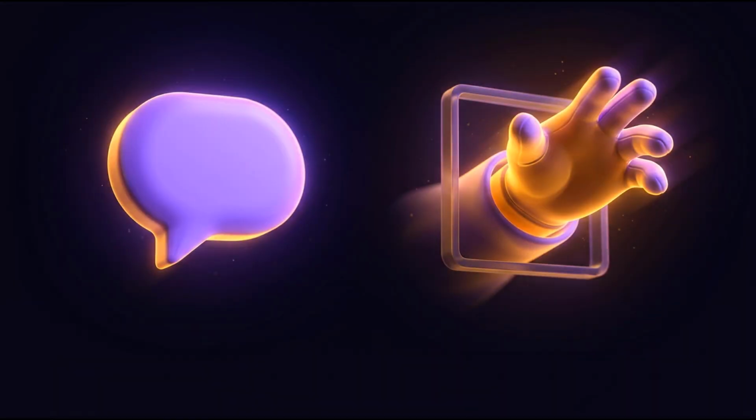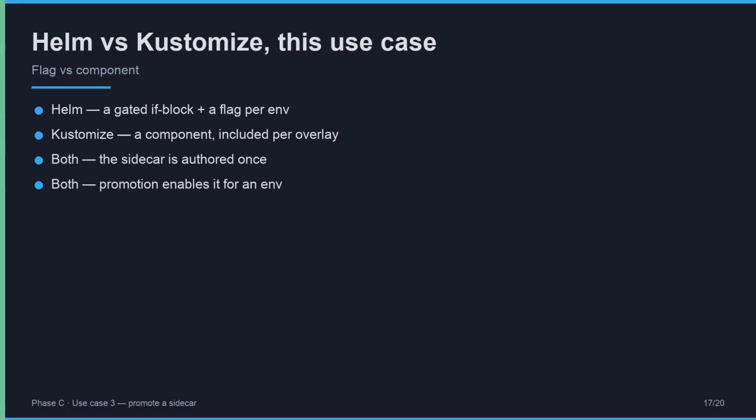Author once on the trunk. Opt-in per environment. Compare the two. Helm uses a gated if block in the template, plus a flag in each environment's values. Customize uses a component, included by each overlay that wants it. In both, the sidecar is authored exactly once on the trunk. And in both, promotion means enabling it for an environment, flipping a flag, or adding an include.